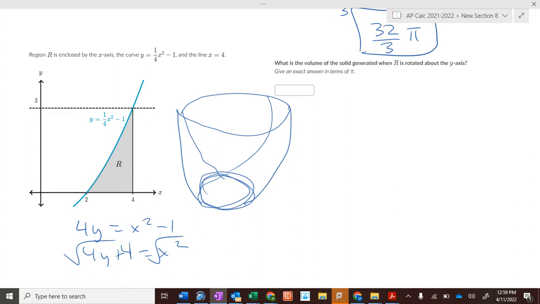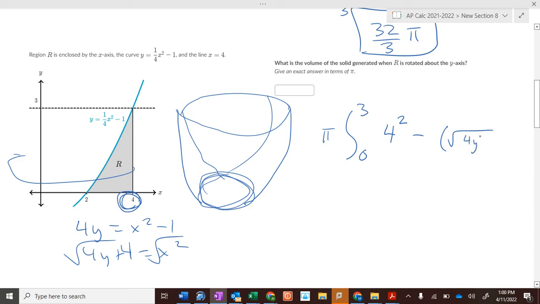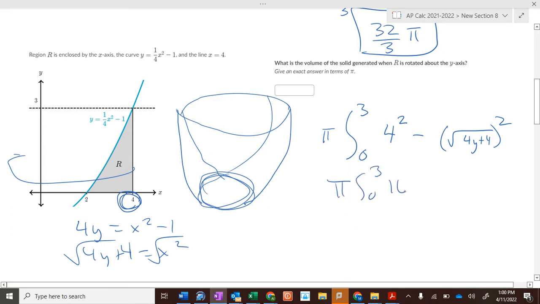All right. So then, what's my outer line? 4. So I go the integral from 0 to 3 of 4 squared minus, there's a pi in front, minus the square root of 4y plus 4, squared. So it's pi from 0 to 3 of 16 minus 4y minus 4, because if we square it, it's 4y plus 4. Do the distributive property of my minus sign.